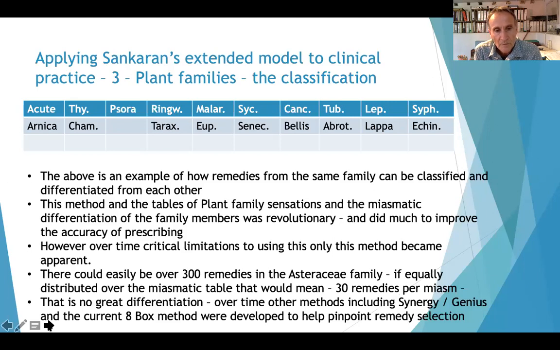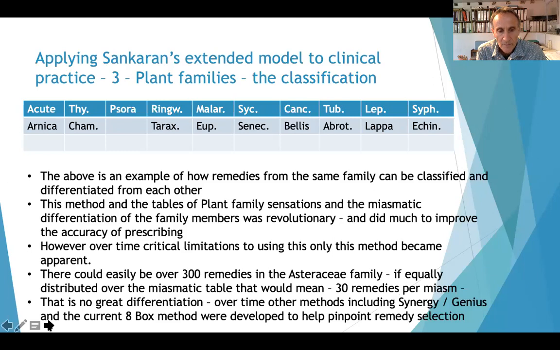So this is an example of how the remedies can be classified, differentiated from each other. It was quite revolutionary at this time, and it did much to improve the accuracy of prescribing. So this was about 2002, 2003. I first became aware of it in 2004 when I went to what was called a Bombay seminar at that time, in Bombay.